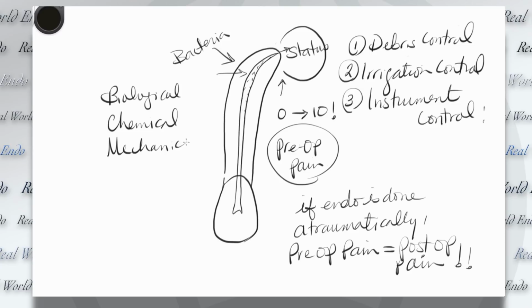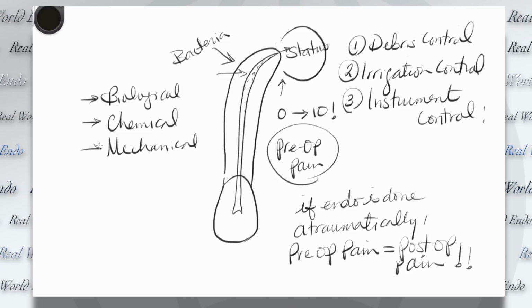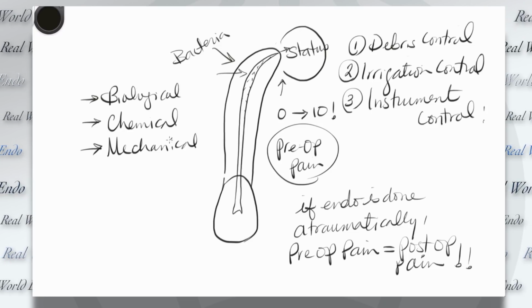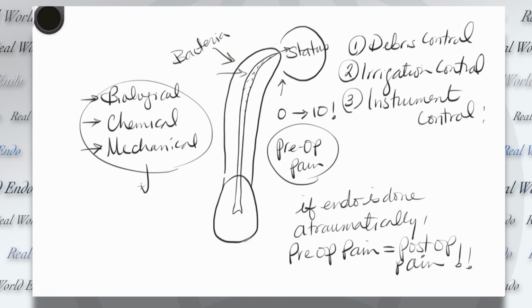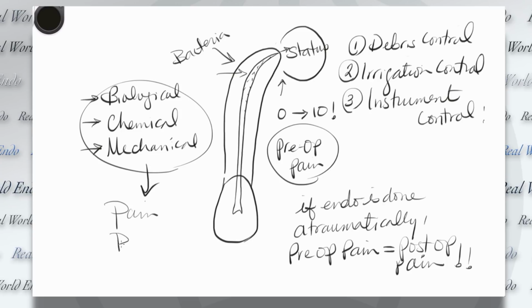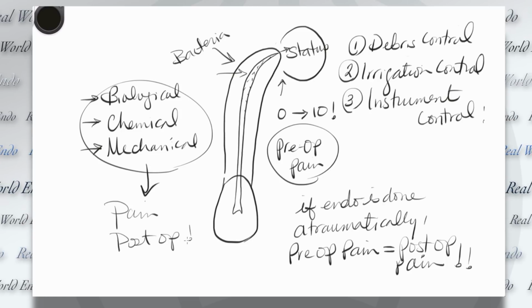Okay? So anytime you insult the periapical area of a tooth with any of these 3 types of injuries, biological, chemical, or mechanical, patients are going to have pain. There might be a biological problem here already due to a necrotic pulp, and that can get exacerbated if we are going to push debris out apically.